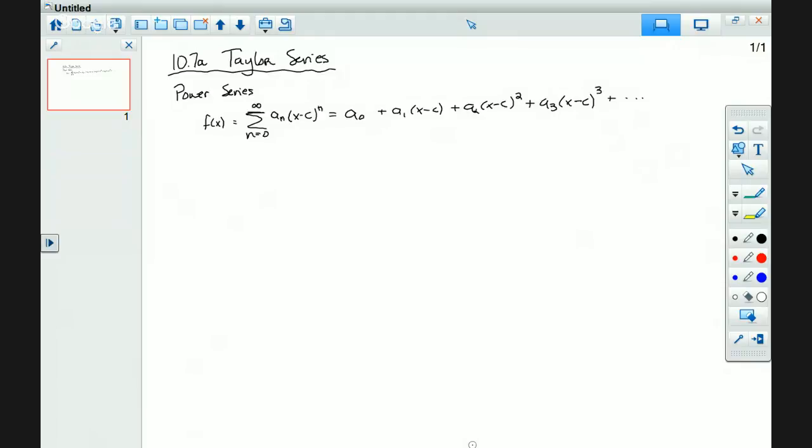We can define functions with these power series. It just depends on what the sequence is and what they're centered at, right? Does this look very familiar? No? Yes. What if I were to write this?